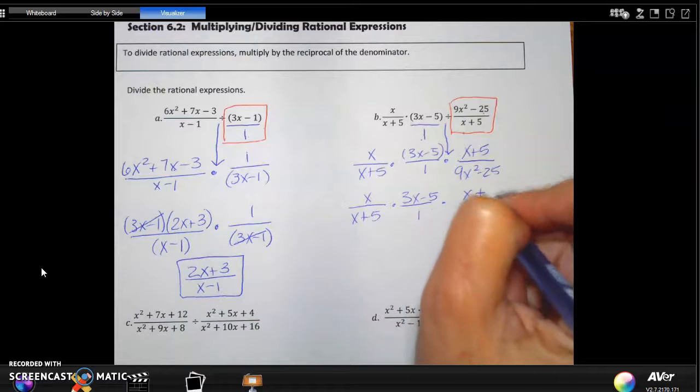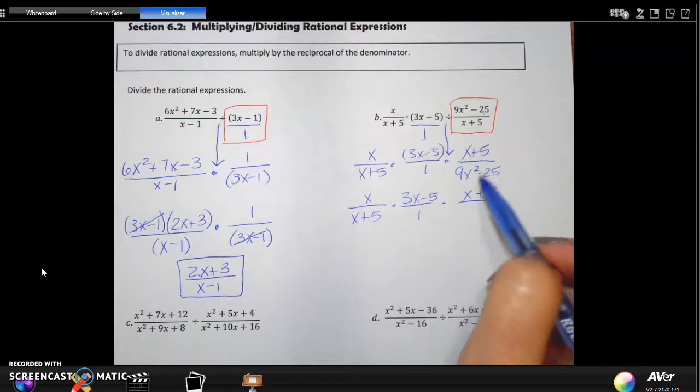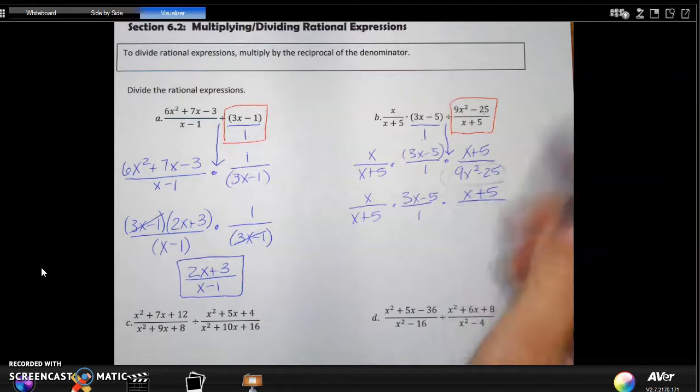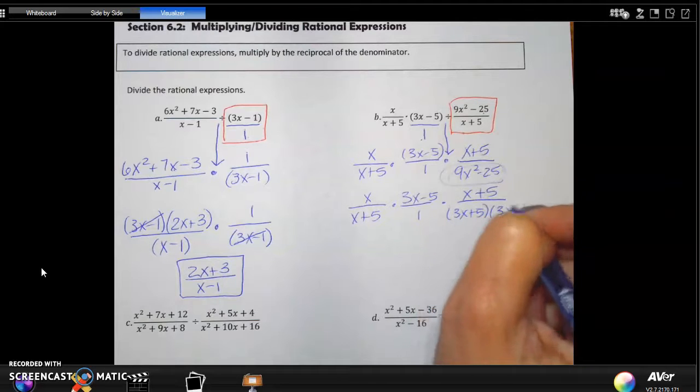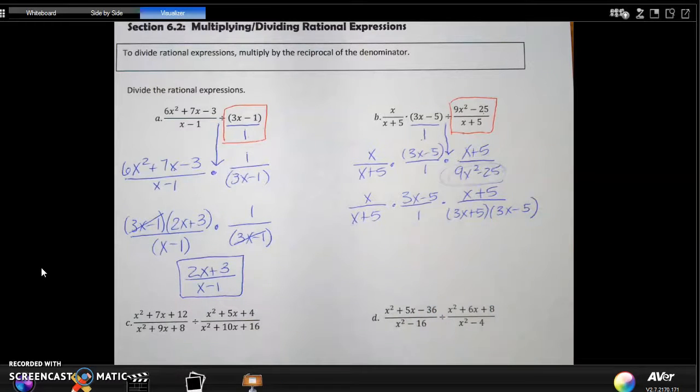And really, the only thing that's factorable is this right here. This is difference of squares. So it's going to be 3x plus 5 and 3x minus 5.